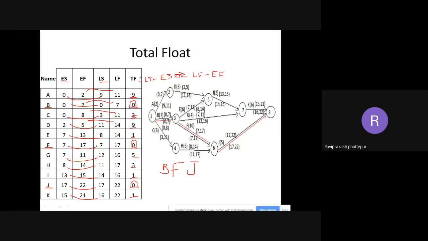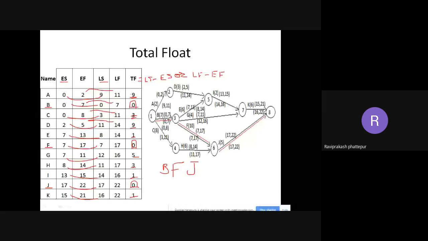But I have excess time of 9 days to finish A. For B, I don't have anything. For C, I can take extra 3 days. So that is what total float is. That means I can float my work for more time. If the actual duration for A is 2 and you are not able to finish in 2, you can take some extra time up to 9.